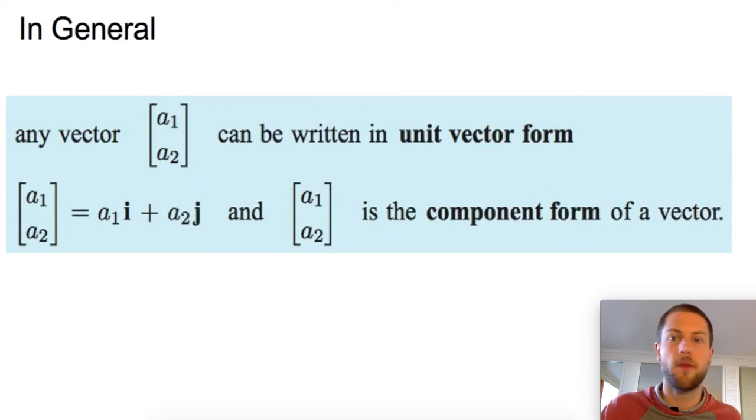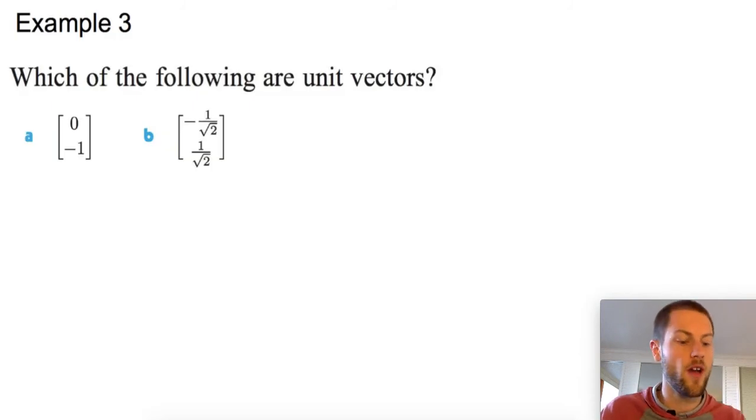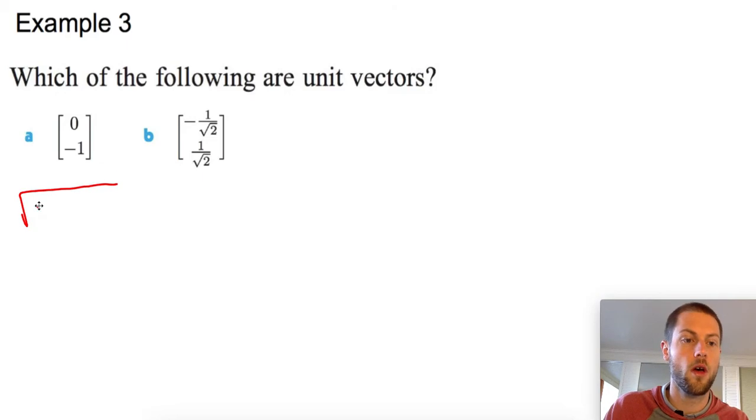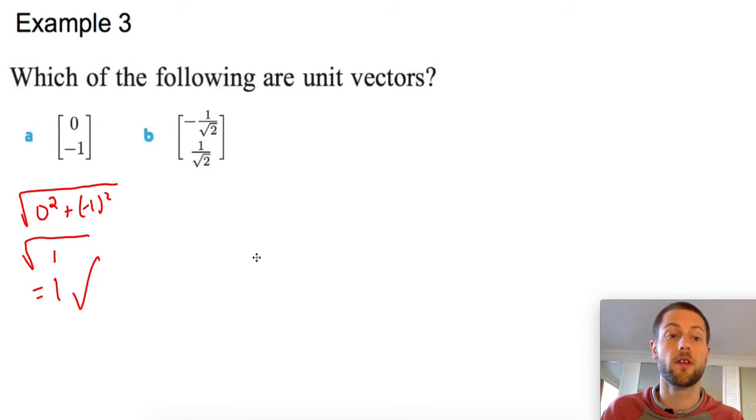So let's look at a couple of examples of what we can do with this. If we want to find out which of these things are unit vectors, all we're going to do is test for the magnitude. Another way of saying that is: is this thing on the unit circle? So let's take the magnitude of this vector. It's just going to be the square root of 0 squared plus negative 1 squared, and that's going to equal the square root of 0 plus 1. And so A is a unit vector. It is 1 unit in length.